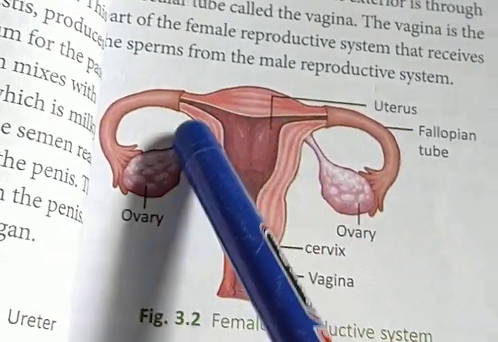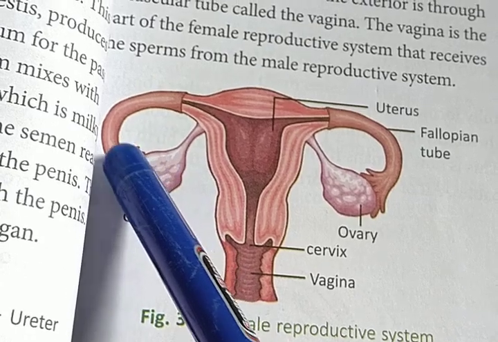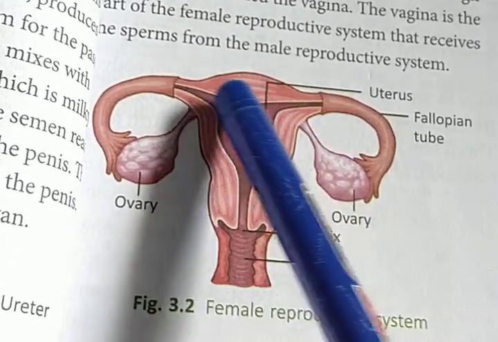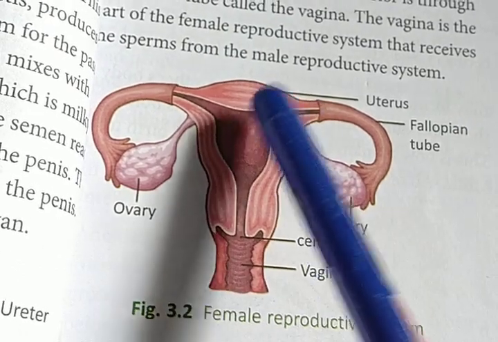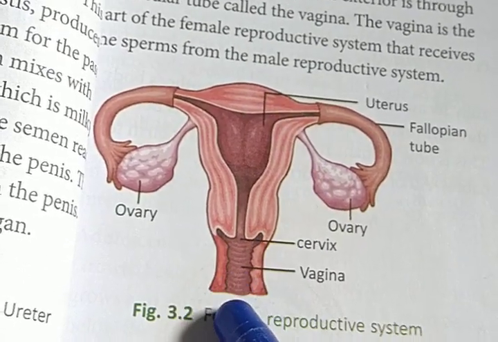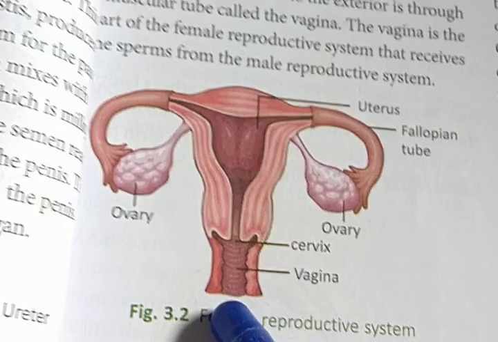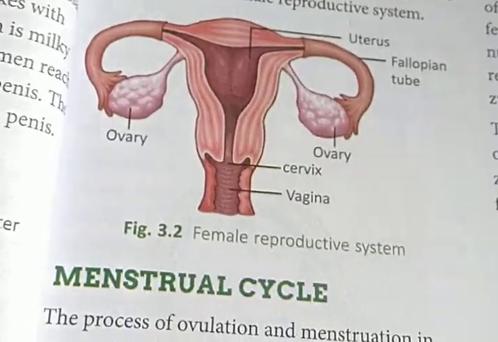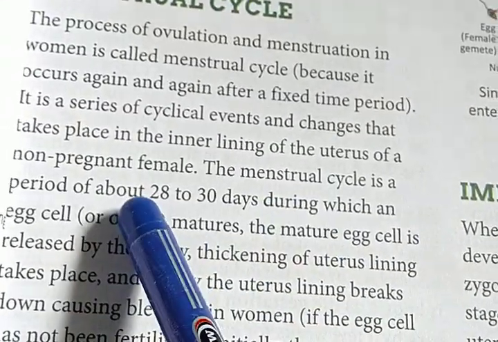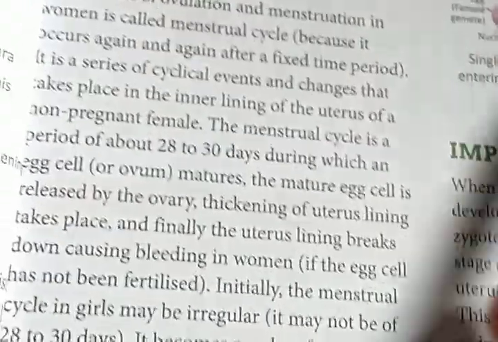After maturity, the ovum goes into the fallopian tube, and the inner lining of the uterus thickens. Then it breaks down and is released through the vagina as bleeding. This is also known as menstruation. It normally occurs about every 28 to 30 days.